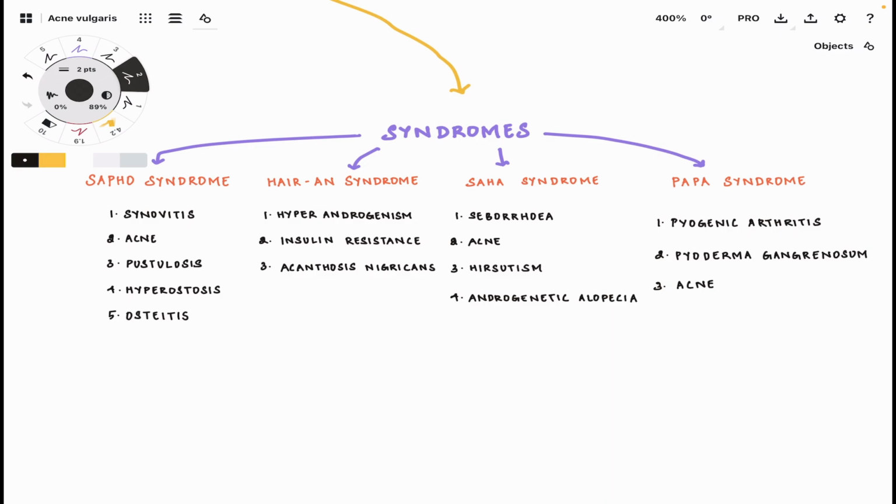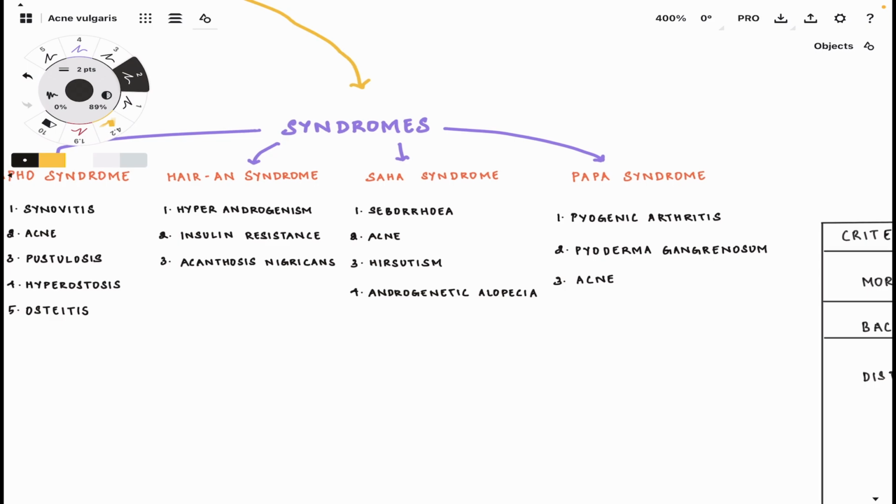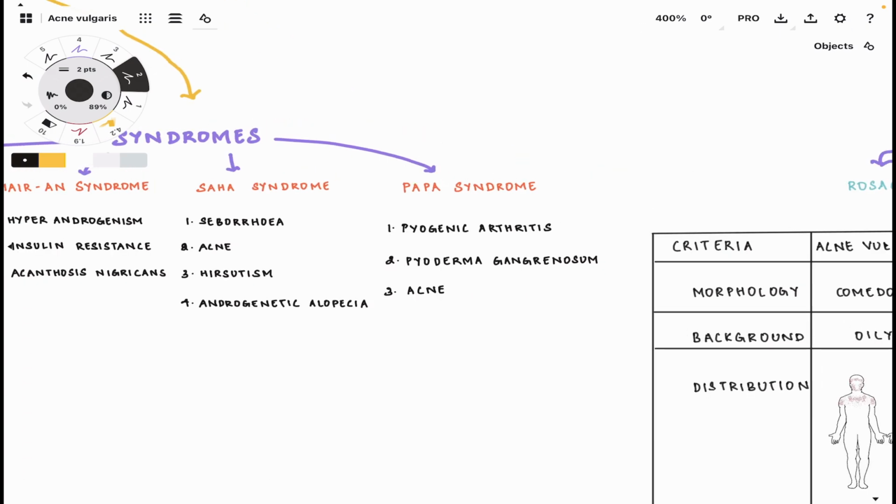The next syndrome is SAHA syndrome. The components of this syndrome are seborrhea, acne, hirsutism, and androgenetic alopecia. The last syndrome related to acne is PAPA syndrome. The components of this syndrome are pyogenic arthritis, pyoderma gangrenosum, and acne.